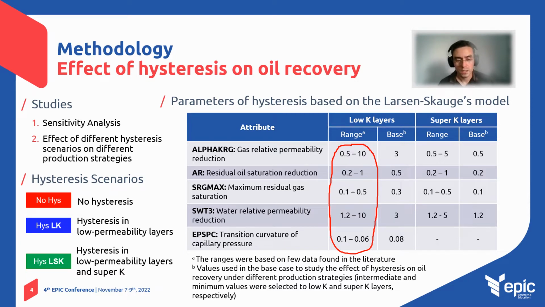The scenarios addressed were the model with no hysteresis, LK, that means hysteresis in low permeability layers, and LSK, that stands for hysteresis in low permeability layers and super K. So in this case, study 2, we used intermediate values for the parameters in low permeability layers and low values for the parameters in super K layers, and we can see that these values are the minimum ones used in the sensitivity analysis.